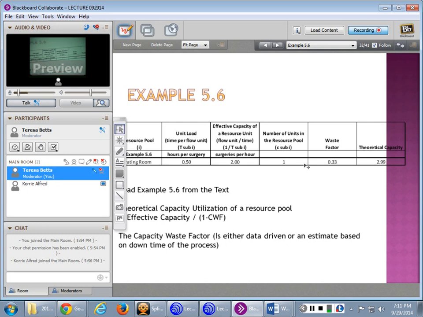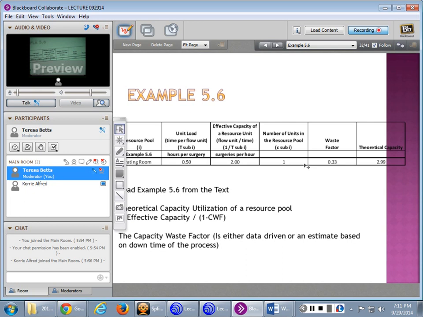So example 5.6 from our textbook. If we've got an operating room, which is our resource unit of a hospital which specializes in cataract surgery, on average the hospital manages to perform a surgery every 30 minutes. So that's the unit load. I do a surgery every 30 minutes. Thus the effective capacity is 2 cases per hour.